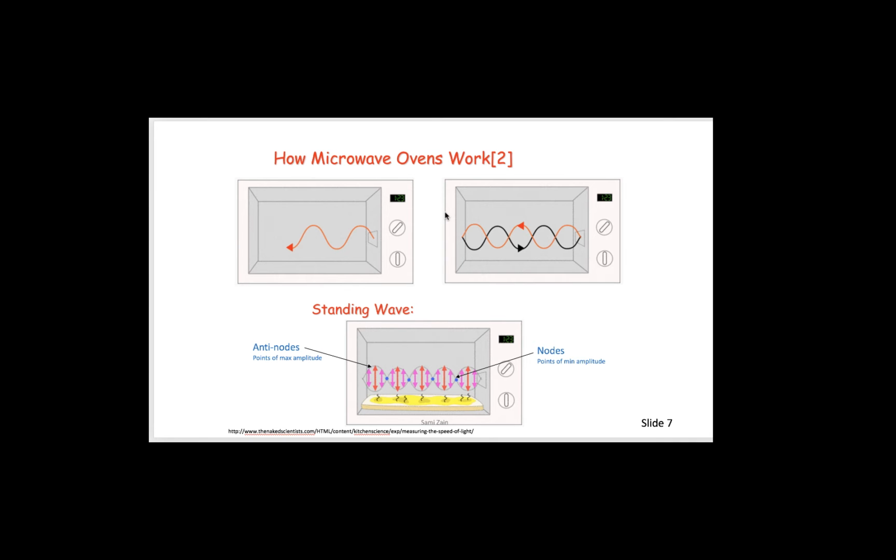The bottom picture represents the nodes and antinodes that are set up as a result of the microwave patterns. The nodes are the points with the least amplitude, and the antinodes are the points with the maximum amplitude. This means the nodes will be spots that are heated the least, and antinodes will be places where most heat is imparted to the food. Please turn to slide 8.